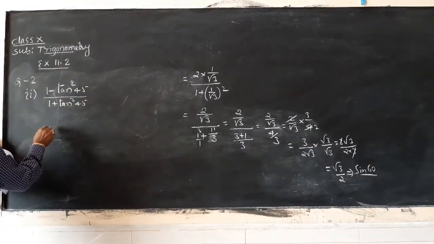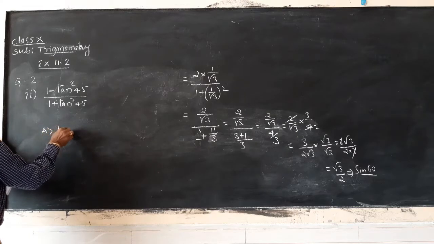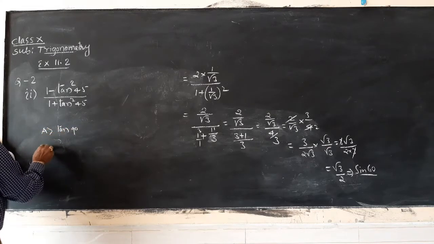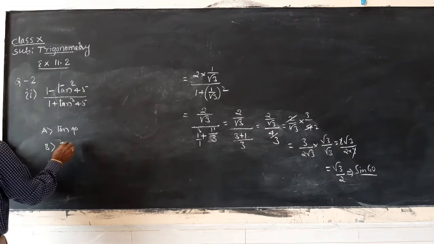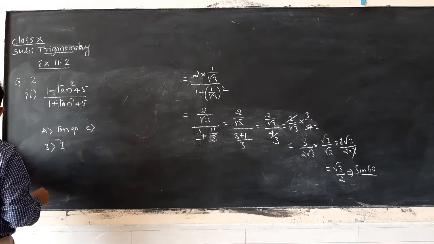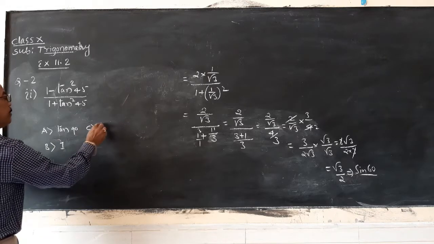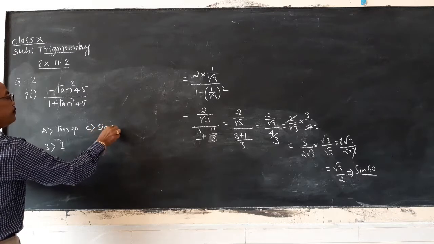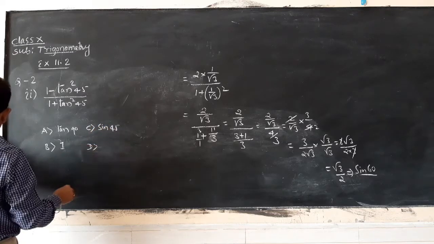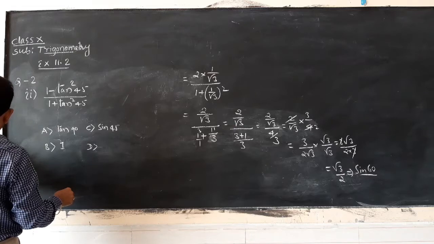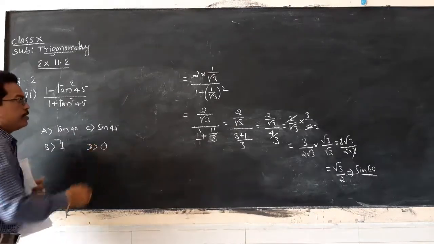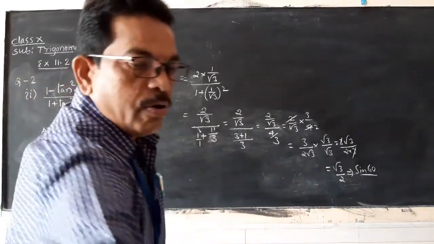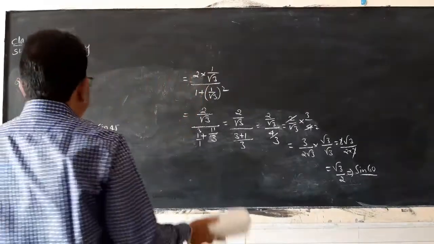A tan 90, B 1, C sin 45, D that is 0. D is 0. Okay, now let us simplify this one.